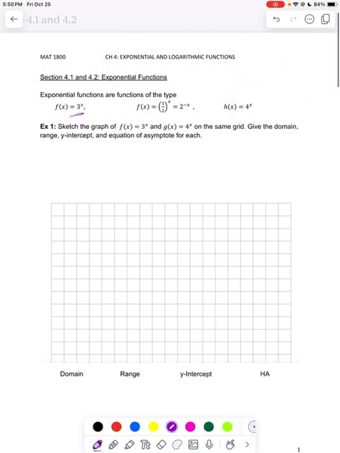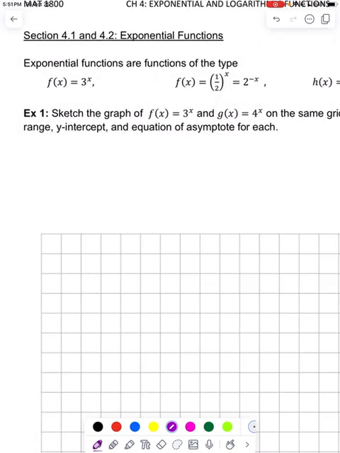The first example is asking us to sketch the graph of these 3 functions. First one is f of x is equal to 3 to the x. So let's make the table of values for each of them. So x and 3 to the x.